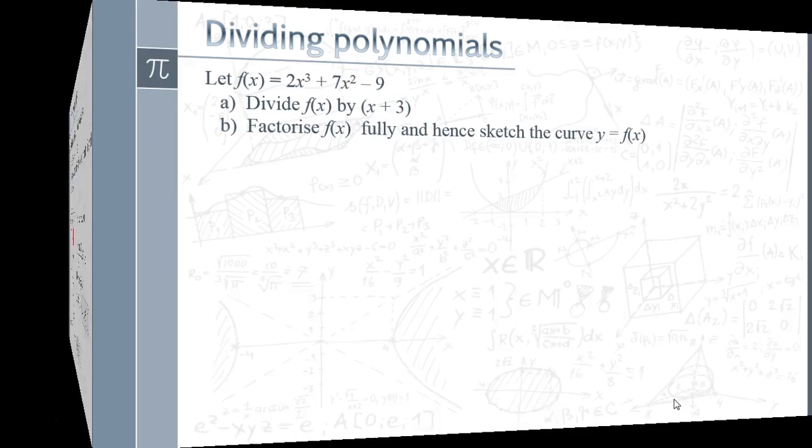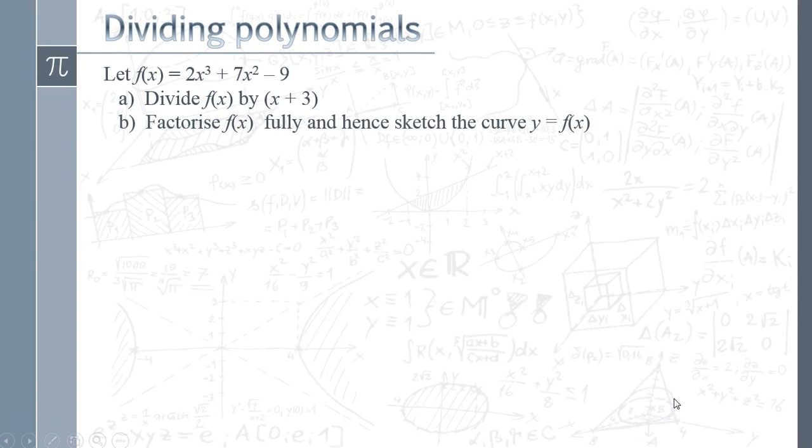Okay, on we go. Another question we're going to have a look at, we've got again a cubic function. We're going to divide it by a linear factor. Now this one has got a slight issue, and the issue is there. You'll notice we've got 2x cubed, 7x squared. The x coefficient, or the x term, is actually missing.